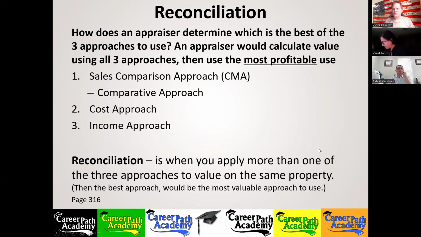Reconciliation is when an appraiser uses more than one of the three approaches to value. They apply more than one of the three approaches to value to the same property. That's what an appraiser usually does. They try to apply all the approaches to value on the property, and whichever one is the most valuable, or most profitable, that's the one they use. So we have the sales comparison approach, the cost approach, and the income approach.